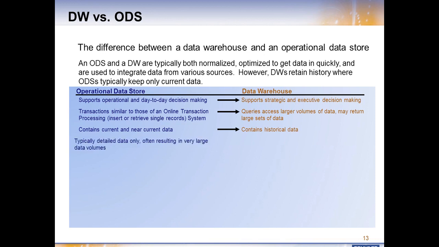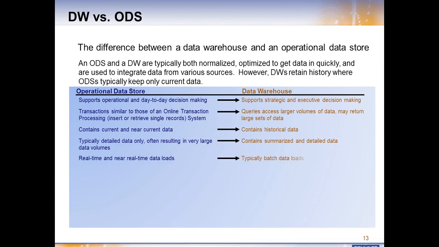So transactions similar to those of an online transaction processing system. So your order entry system, you're going to see an order entered into it. The ODS may have that exact order entered. On the data warehouse, you may have some kind of summarized view of that. Maybe it's just total orders for the day.